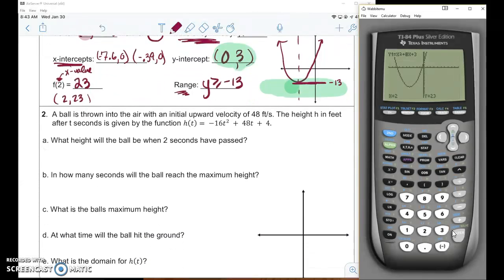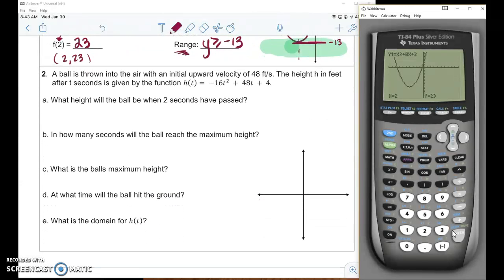Number 2, a ball is thrown in the air with an initial upward velocity of 48 feet per second. The height h in feet after t seconds is given by the function h of t is equal to -16t squared plus 48t plus 4. What will the height be when 2 seconds have passed? In this equation, t is like our x, and h of t, our height, is like y. So we want to know a y value when x is 2 seconds.